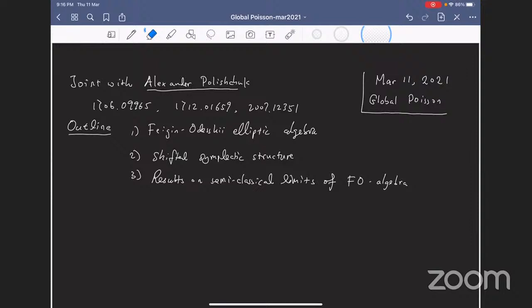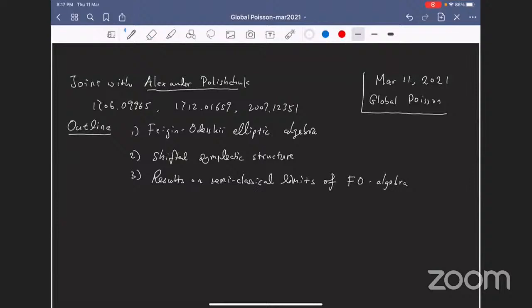So this is a joint work with Sasha Polishchuk from University of Oregon. And we have so far three papers, and the first two have been published. So I will first recall the construction of Feigin-Odesskii, the elliptic algebras. And then I will briefly introduce some notions in shifted symplectic geometry. And then I will state the main results on the semi-classical limits of elliptic algebras.